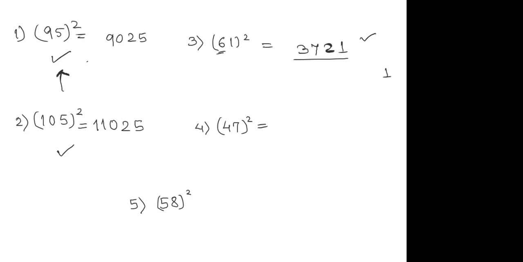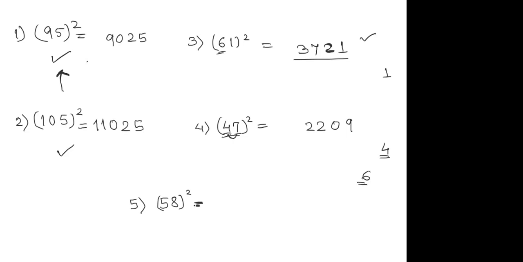Okay, Soham. What is the answer for 47 square? The answer is 2209. Okay, let's see. 7 sevens are 49. Carry 4. 7 fours are 28 into 2, 56 plus 4 is 60. 6 carry. 4 fours are 16 plus 6, 22. Is this what you got? 2209? Yes. Okay, that's correct answer.